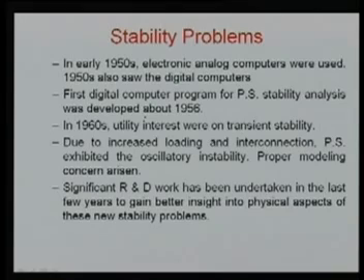In the 1960s, utility interests were on transient stability. So, before the 60s, people were only concerned about transient stability. Due to increased loading and interconnections, the power system exhibits oscillatory instability. Proper modeling concern arises. Significant R&D work has been undertaken in the last few years to gain better insight into the physical aspects of these new stability problems. So, nowadays we are going for more and more detailed modeling and calculations, and then we are analyzing the system stability concerns, and then we are designing our power system based on those criteria. Thank you.